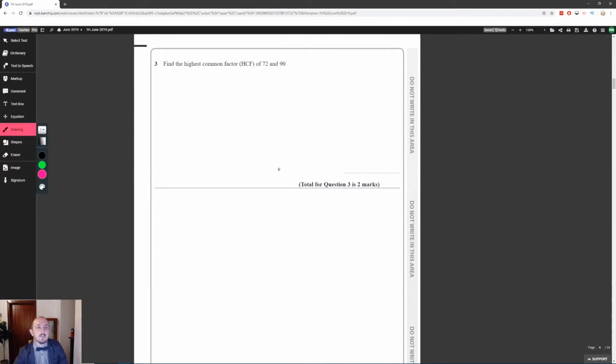Highest common factor. So 72 is going to be broken down into 2 and 36, 2 and 18, 2 and 9, 3 and 3, and 90 we can do 9 and 10, 3 and 3, and 2 and 5. So the highest common factor will be, we have a 2 in both, we have a 3 here, and we have another 3 here. And when we multiply 2 times 3 times 3, we get 18.